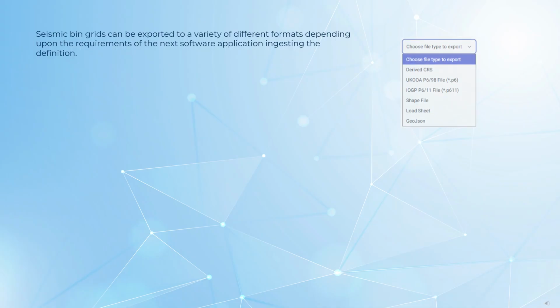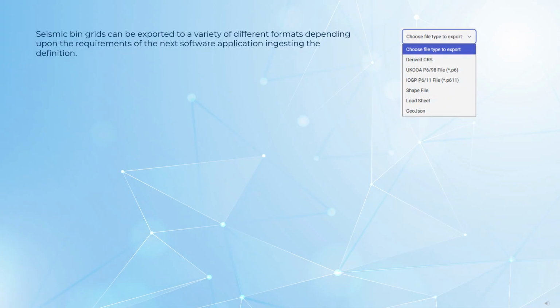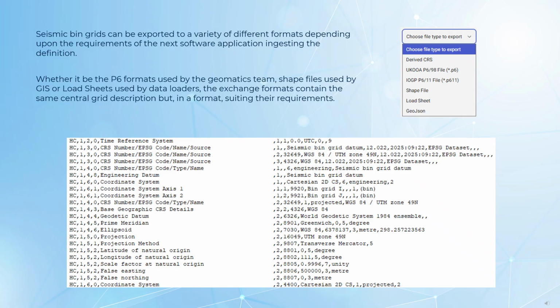Seismic bin grids can be exported to a variety of different formats, depending upon the requirements of the next software application ingesting the definition, whether it be the P6 format used by the Geomatics team, shapefiles used by GIS, or load sheets used by data loaders. The exchange formats contain the same central grid description, but in a format suiting their requirements.